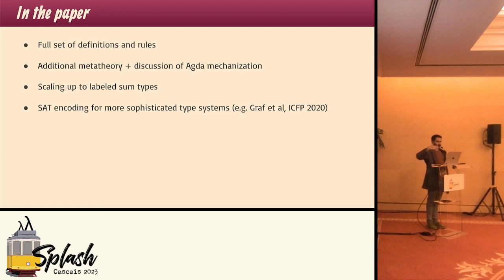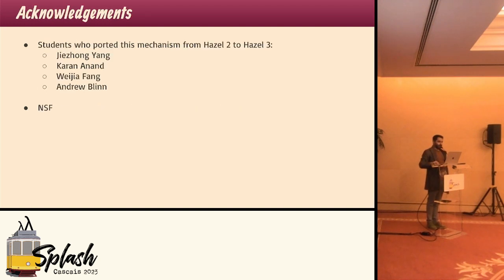There's a full set of metatheory. All of the theorems and implications have been mechanized in Agda. We also talk about scaling up to labeled sum types instead of binary sum types. And then there are some more sophisticated pattern matching systems where you want to use more sophisticated constraint solving. There was a cool paper about adding constraint solving for pattern guards at ICFP 2020. To support things like that, we also show a SAT encoding for this constraint solver, although you don't need it for just a simple checker. So I'll stop there. I just want to acknowledge that they're in the paper.